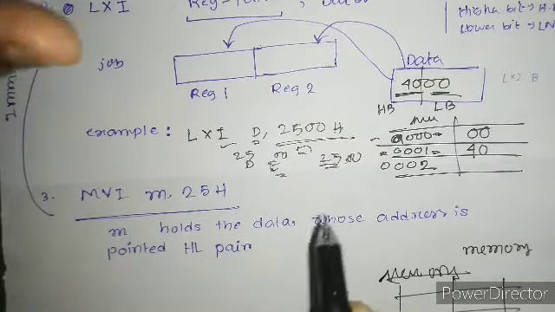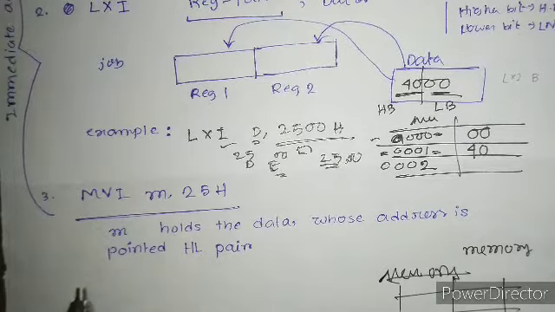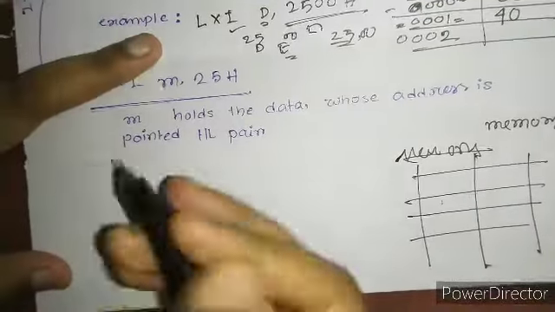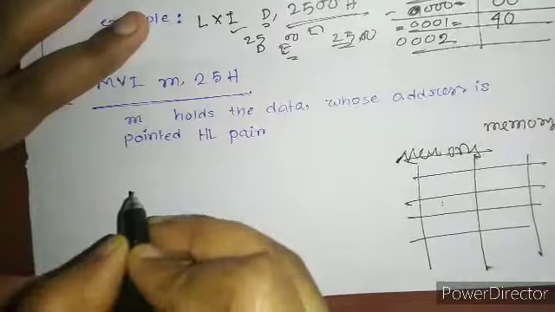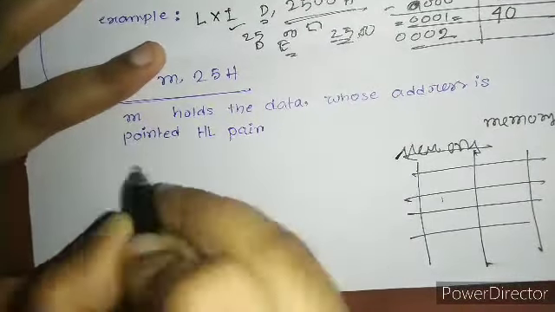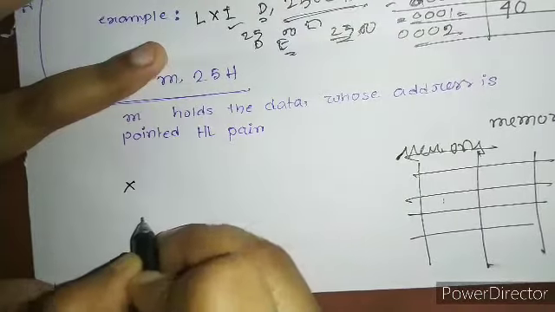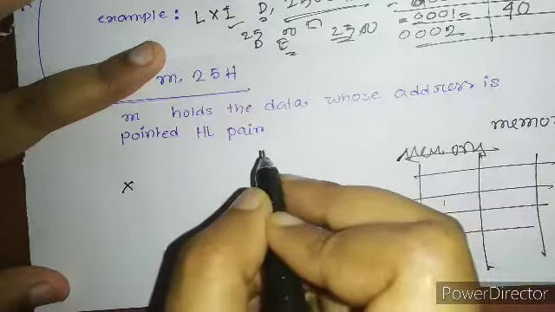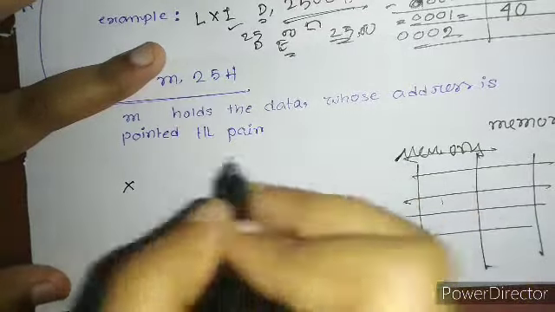Before jumping into M, first you have to understand that M holds the data whose address is pointed to by the HL pair. Don't get confused. Let me simplify it. First, you have to initialize the HL pair with a number. HL pair, there is an X. Okay. HL pair doesn't know whether it is an address or data. For it, it's just a number.